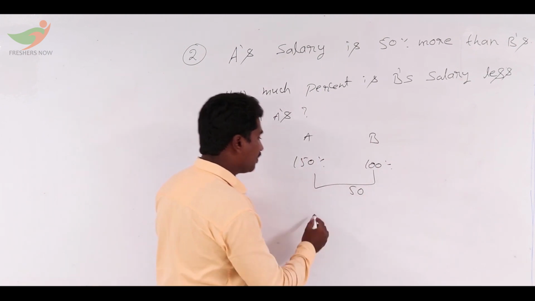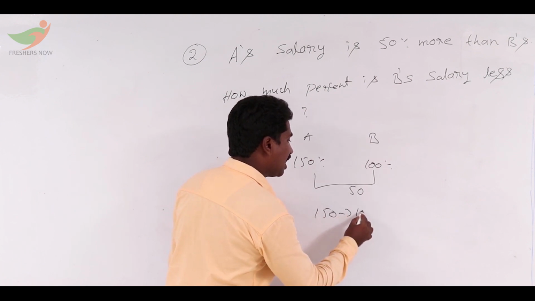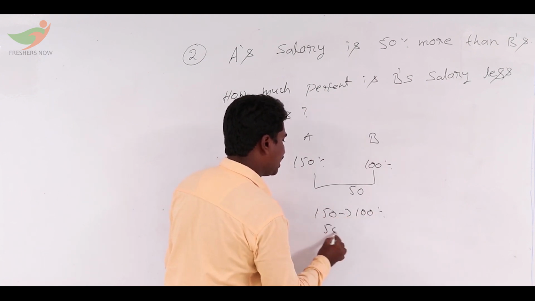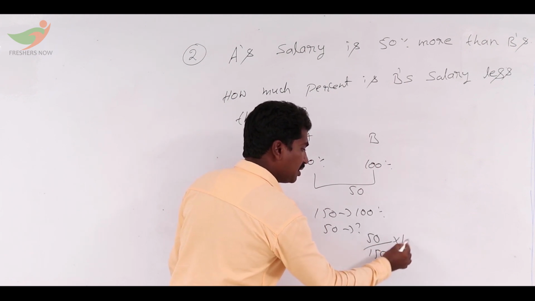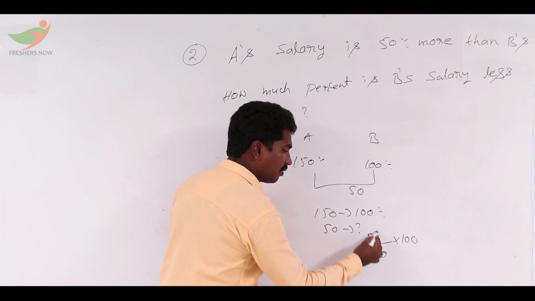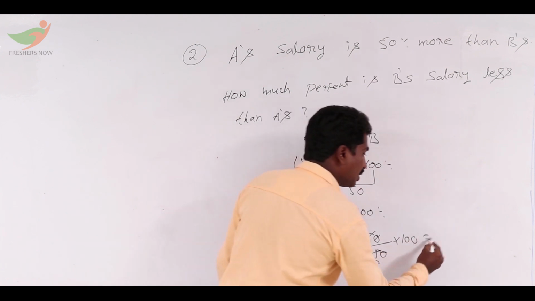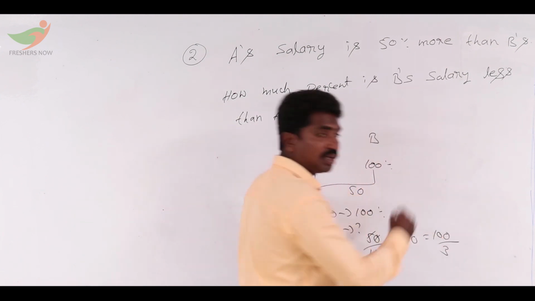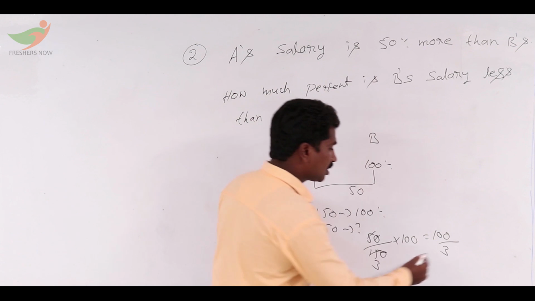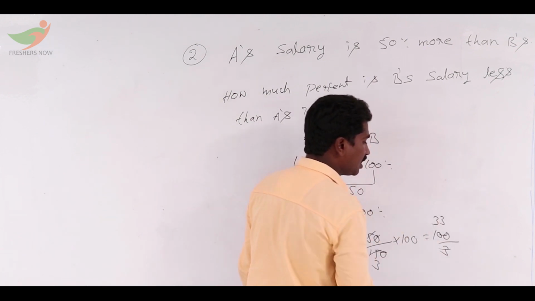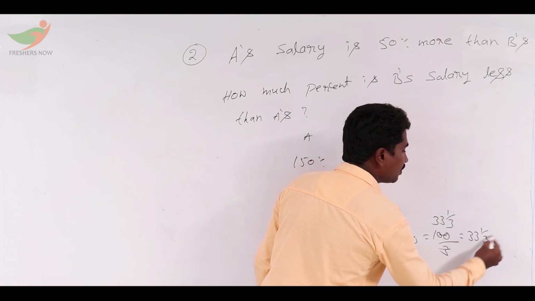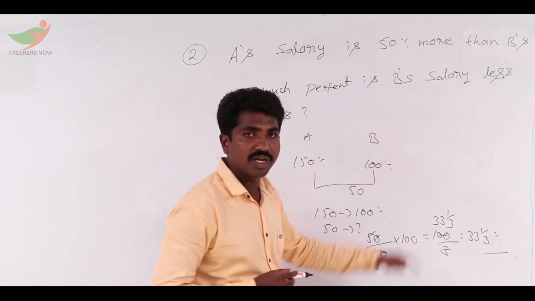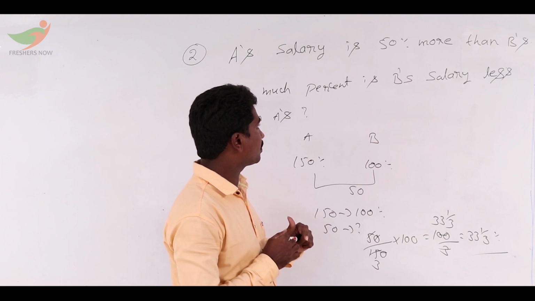So we take 150 as 100%. 50 is how much? 50 by 150 into 100. 5 3s are 15, so this value is 100 by 3. You write it in mixed fractions: 3 3s are 9, remaining 1 by 3. So this value is 33 1/3%.